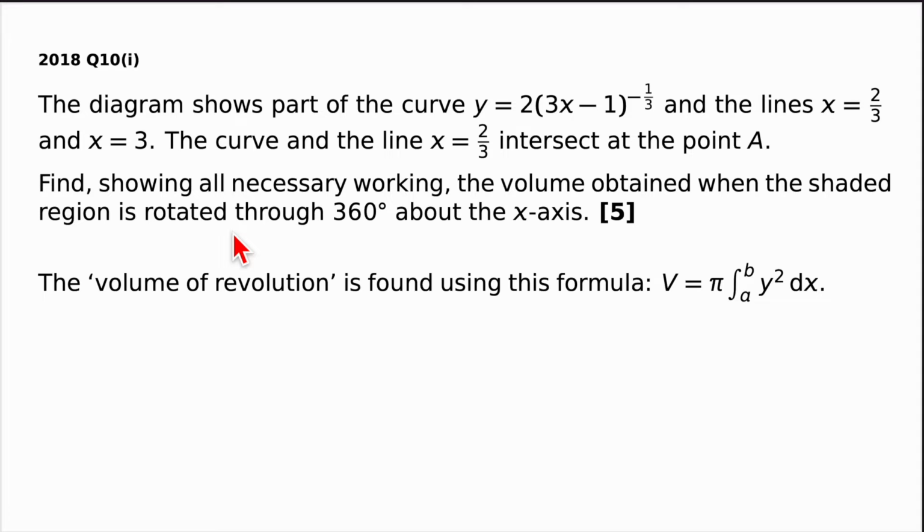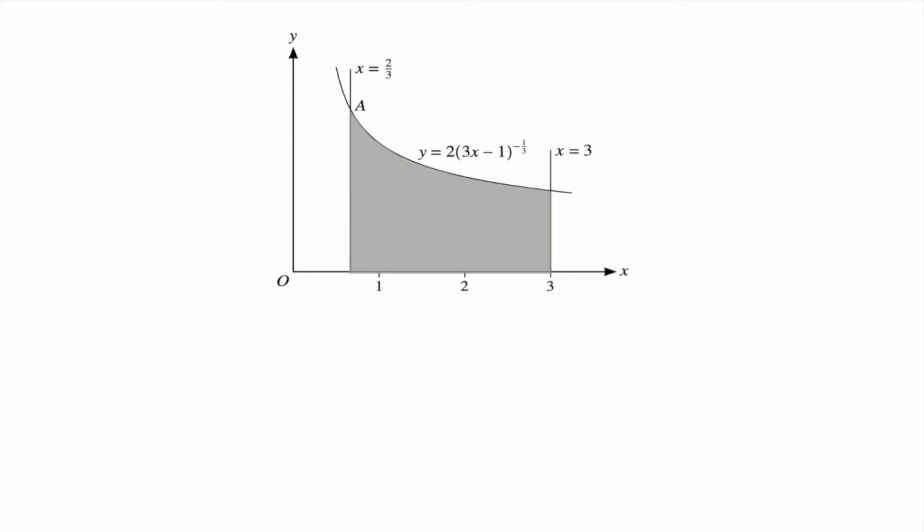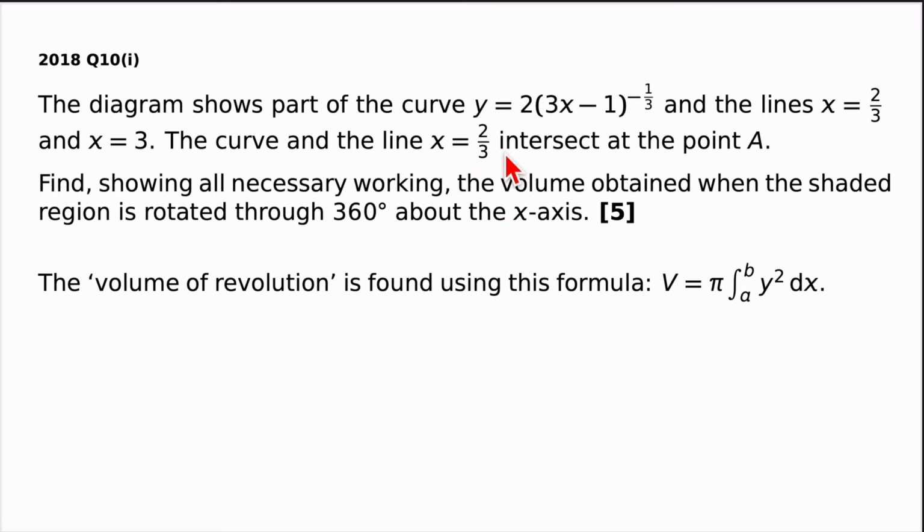Here's a question from 2018. It says the diagram shows part of the curve y equals 2(3x minus 1) to the power of negative a third, and the lines x equals 2/3 and x equals 3. I'll show a picture of it on the screen now. The curve and the line x equals 2/3 intersect at the point A. We'll need that later on.